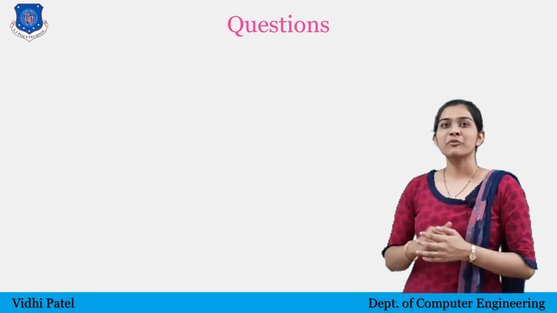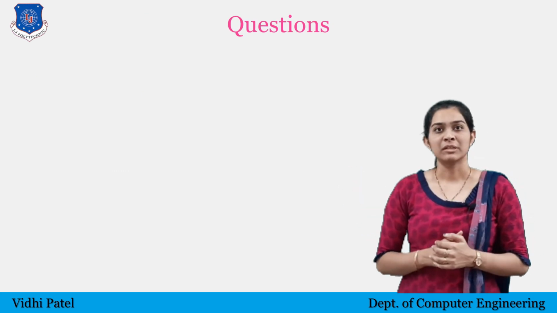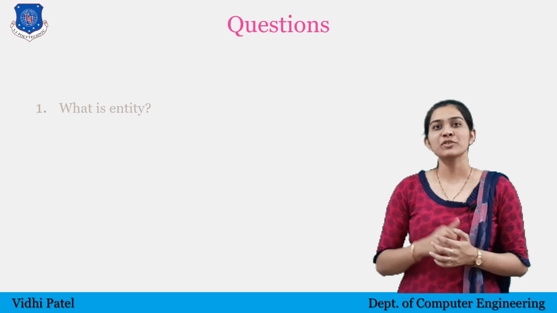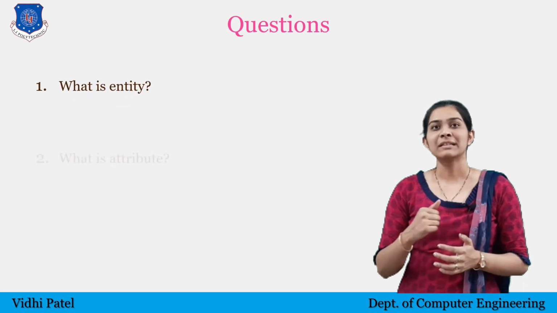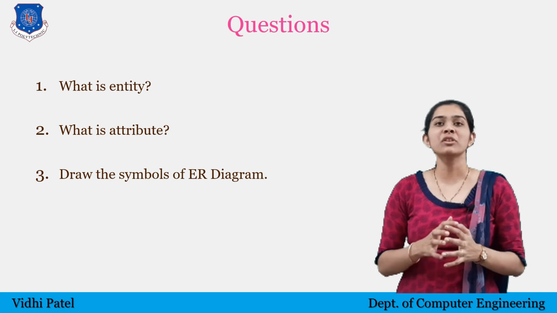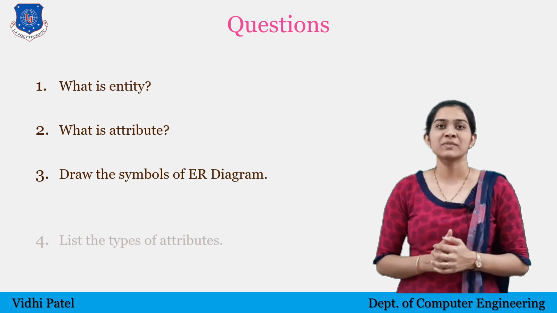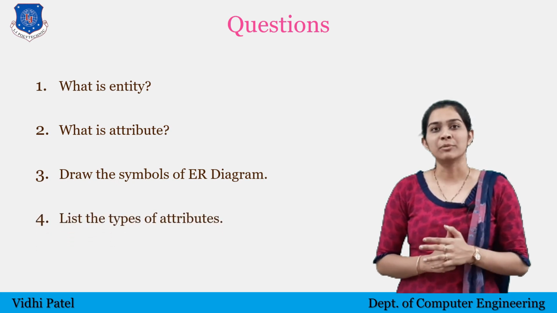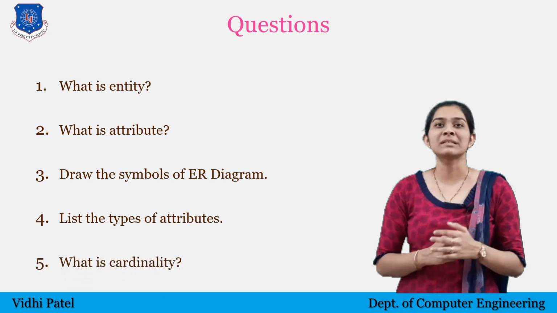There are some important questions available for this tutorial. Let's see them one by one. First one is what is entity. Next one is what is attribute. Next question is draw the symbol of ER diagram. Next one is list the types of attribute, and the last question is what is cardinality.